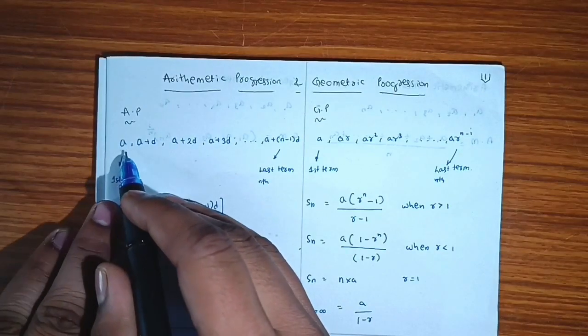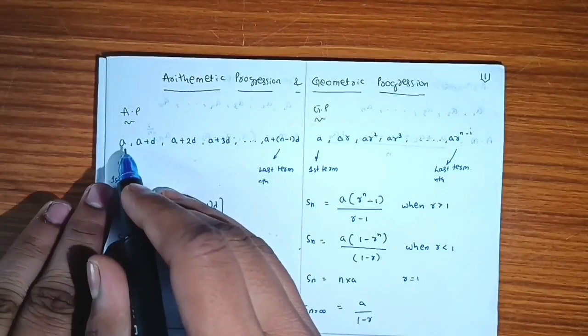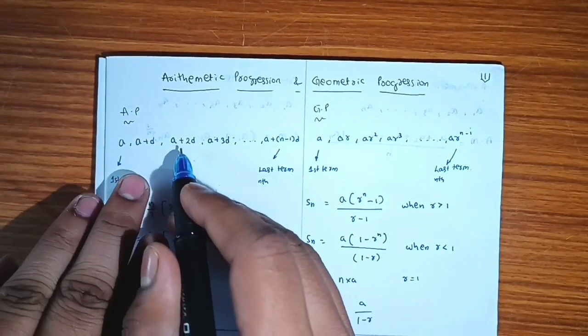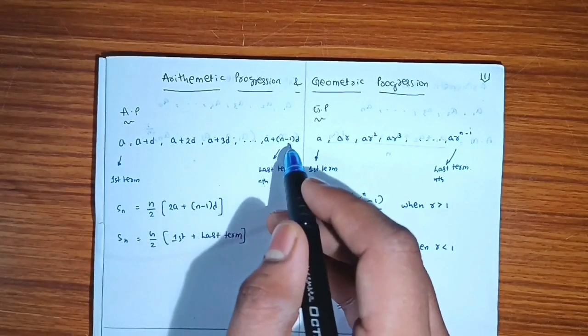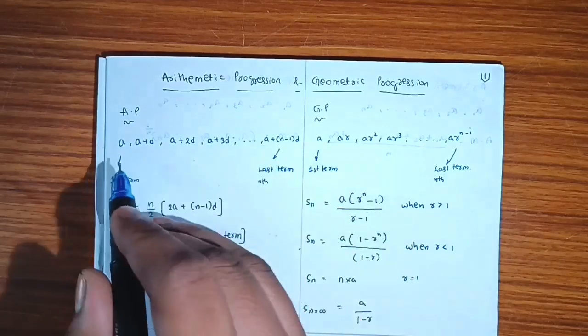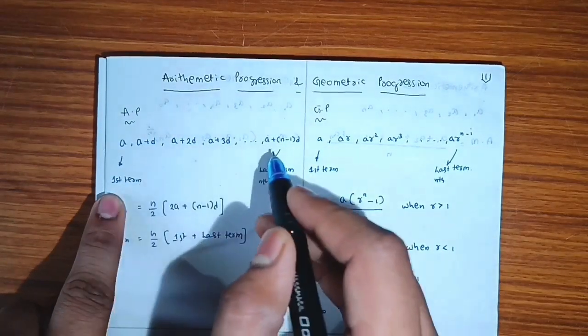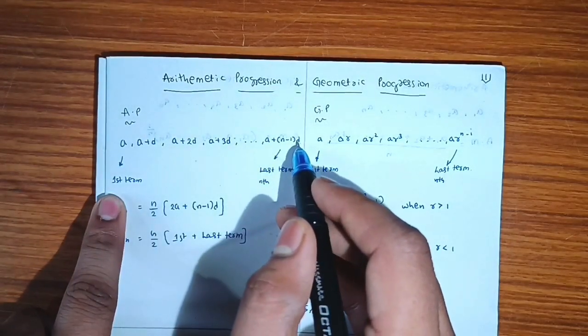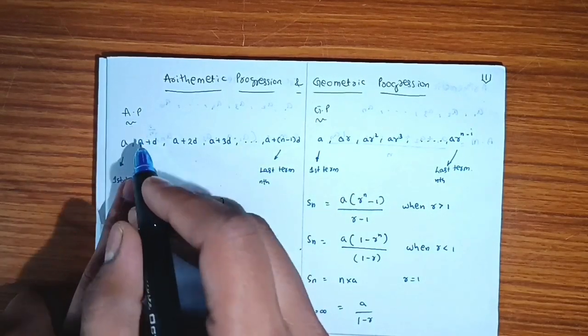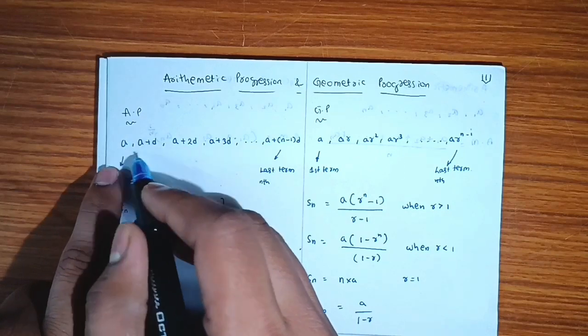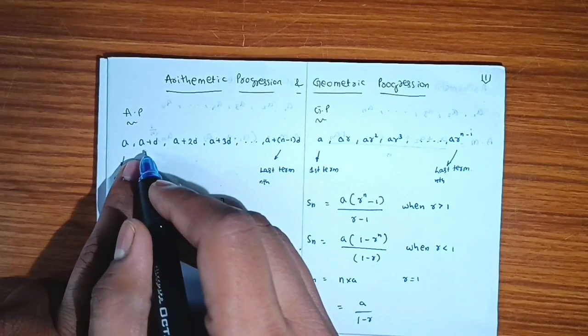Progression means it is in this form: a, a plus d, a plus 2d, and so on, up to a plus (n minus 1)d. Here a is the first term, and a plus (n minus 1)d will be the last term. d means the difference. So between these two terms, the difference will be d.